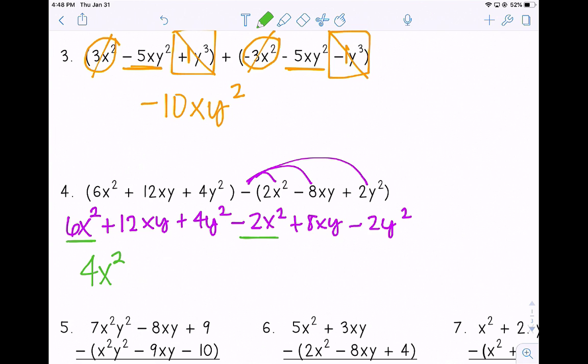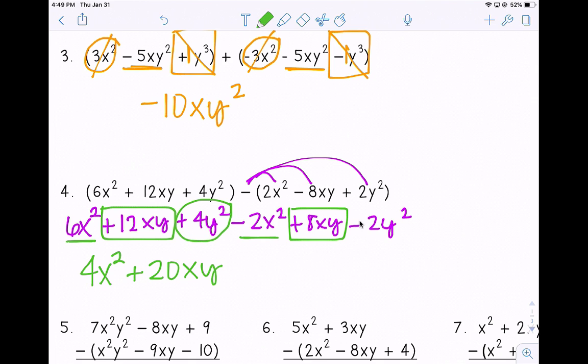Next pieces, we have a positive 12xy. So I'm looking through here for any other xy's. There we have one. So plus 8xy. So positive 12 plus 8 is going to be plus 20xy. And then the last piece I have here is plus 4y squared. So I'm just looking for other y squared terms, and since this is the only piece I haven't used yet, I would definitely want to just direct my attention there. So minus 2y squared. So 4y squared minus 2y squared is going to be a positive 2y squared.